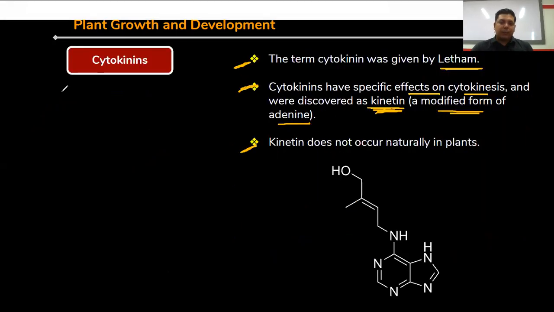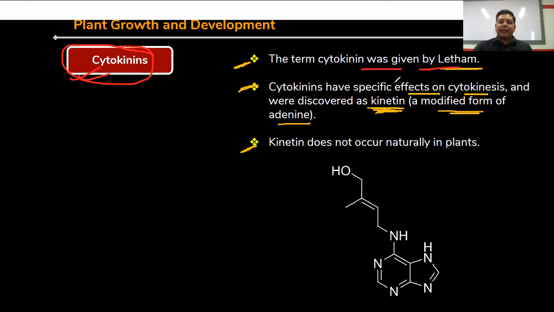The third most important plant growth regulator, or plant hormone, is cytokinin. Clear? So there are mainly a total of 5 plant growth regulators. Auxin, gibberellin, and cytokinin, these three are known as growth promoters. Clear? Now we'll discuss cytokinin.